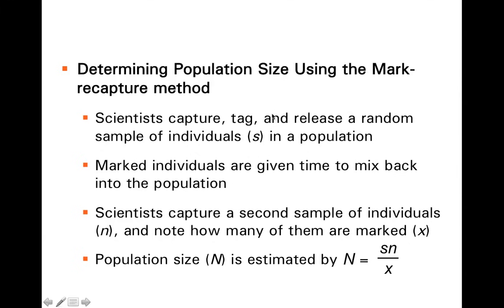So you can capture, tag, and release a random sample of individuals, and however many you get gives you a figure S. Those are the number of organisms that you've sampled and marked. After some period of time, you go back and take a second sample, call that N, and note how many of the individuals from your second sample are marked. Then you can estimate the population size, this uppercase N, by multiplying the number of sampled individuals times the number of individuals in your second sample, divided by how many of them are marked.